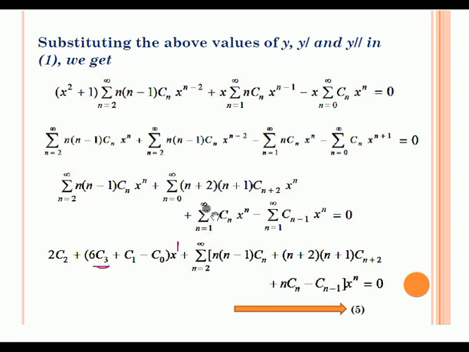Come back here, n equal to 1 to infinity. I want to make it start from 2, so substitute n equal to 1. So 1 into c1 x power 1, see, c1 x power 1. Then 2 is automatically common. Then what is there here? n equal to 1, so you have to substitute n equal to 1: c naught into x power 1. See, c naught into x power 1.